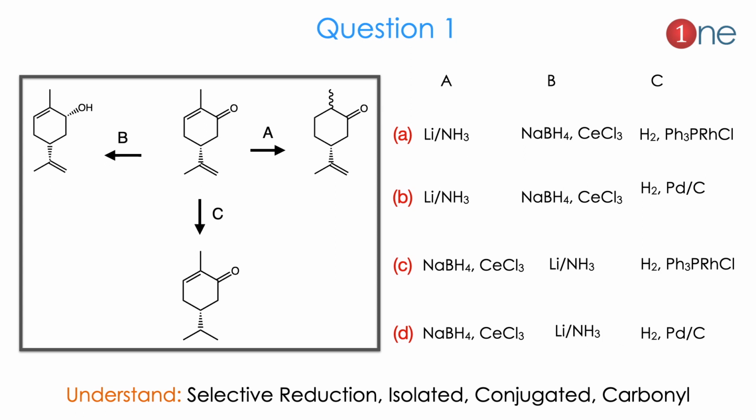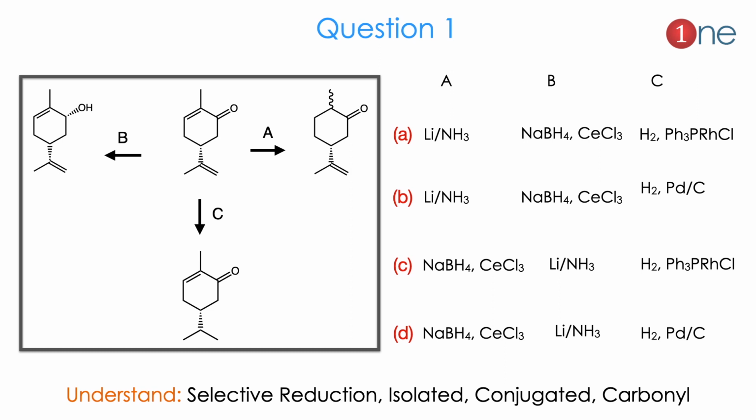Question number 1. The starting material is a conjugated ketone with exocyclic double bonds. Here they ask for the selective reduction. The reagents are selectively reducing the double bond and the ketone. So here they ask for the specific and selective one. The reagents are lithium and liquid ammonia, sodium borohydride and cerium chloride, phosphine rhodium chloride and hydrogen, and palladium chloride also.